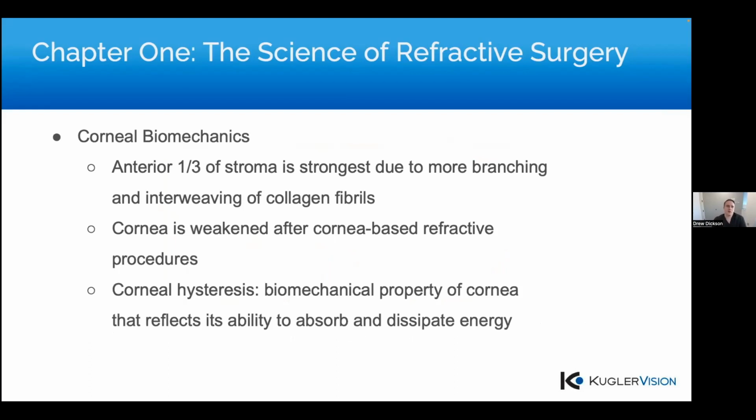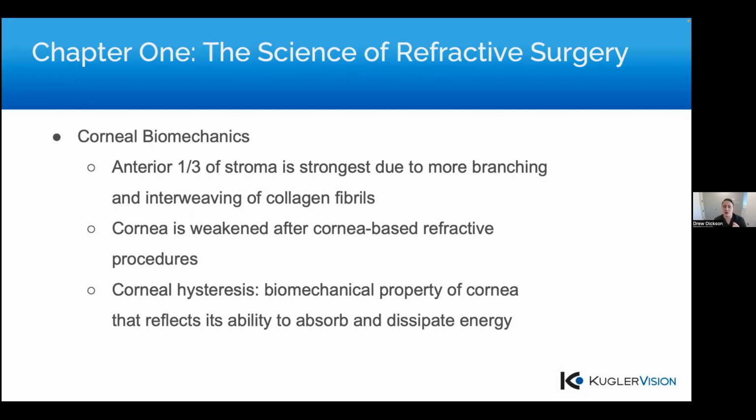Moving into the corneal biomechanics. Important things to know is that most of the integrity and the strength of the cornea comes in the anterior 1/3 of the stroma due to more branching and interweaving of those collagen fibrils and those corneal lamellae. After we do any cornea-based refractive procedures, the cornea is weakened, which can lead to what we would call post-refractive surgery ectasia, or the most common one you'd hear about is post-LASIK ectasia, where you can develop progressive thinning and steepening of the cornea with irregular astigmatism in a pattern that's very similar to keratoconus.